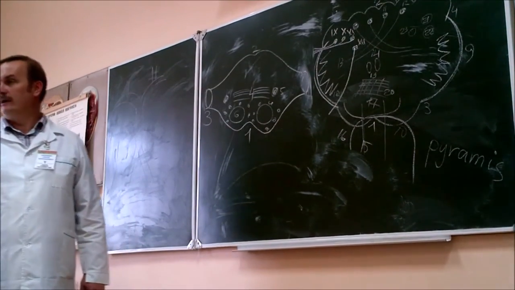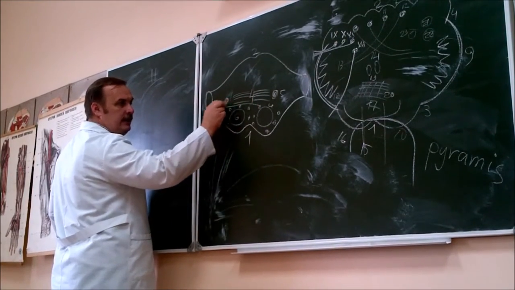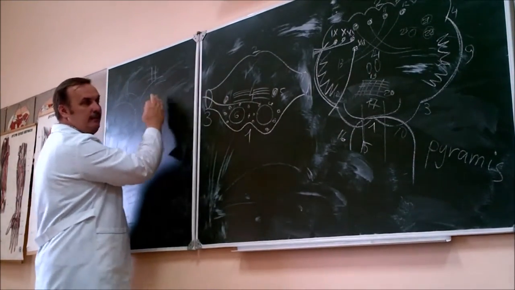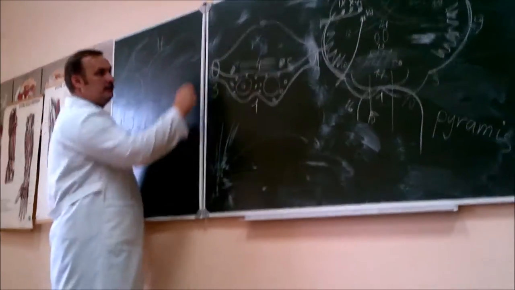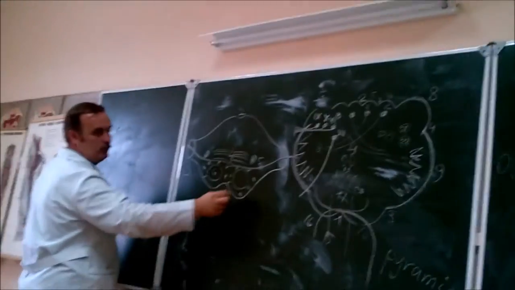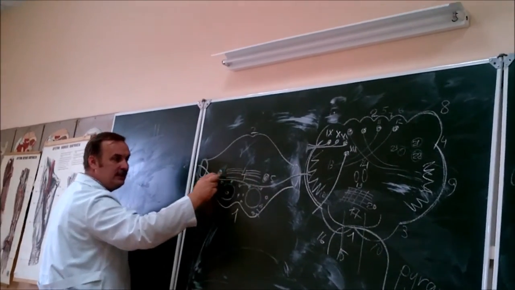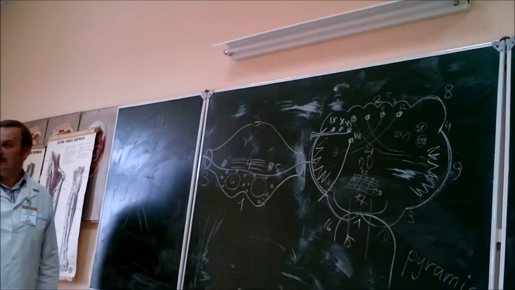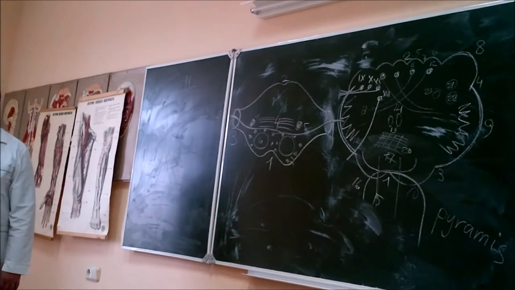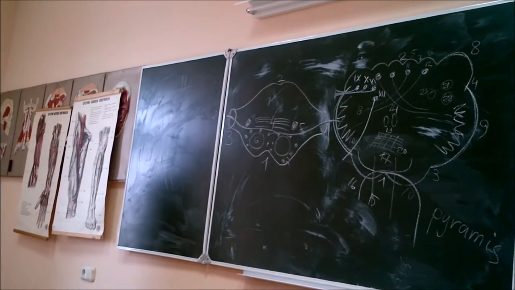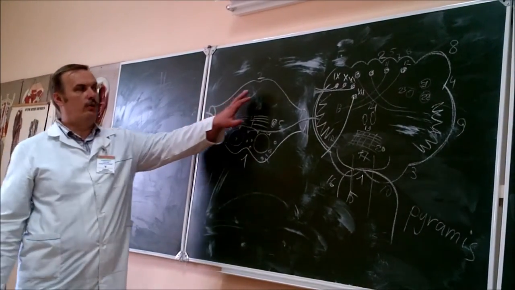From these nuclei starts a tract, and this tract goes to the opposite side and passes to the cerebellum through the peduncles. The name of this tract, number 8: tractus pontocerebellaris. It goes to the cerebellum.